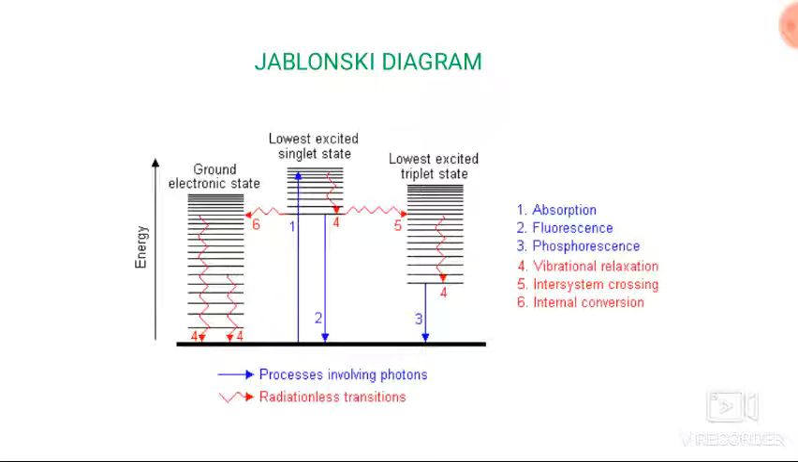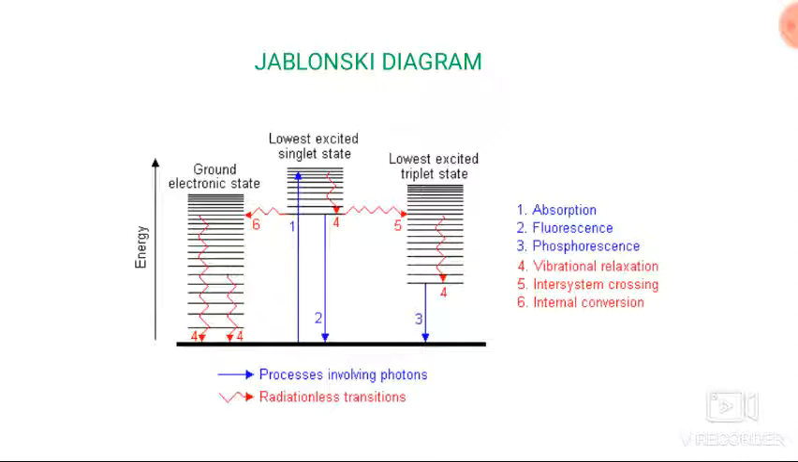The other 2 important transitions are fluorescence and phosphorescence. That is very important. They are given by number 2 and number 3. If the transition is from an excited singlet state to the ground electronic state, we call it fluorescence. And if it is from an excited triplet state to the ground state, we call it phosphorescence. Both of these are processes involving photons. So that is the Jablonski diagram.